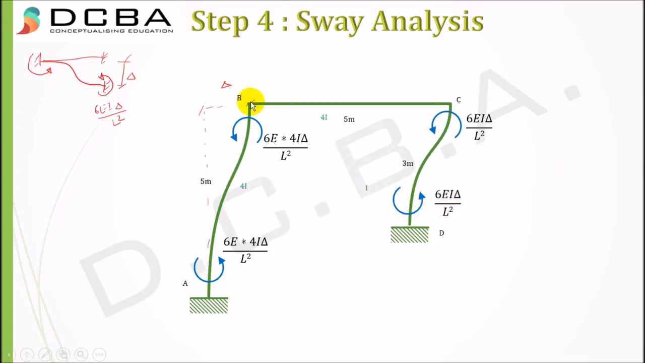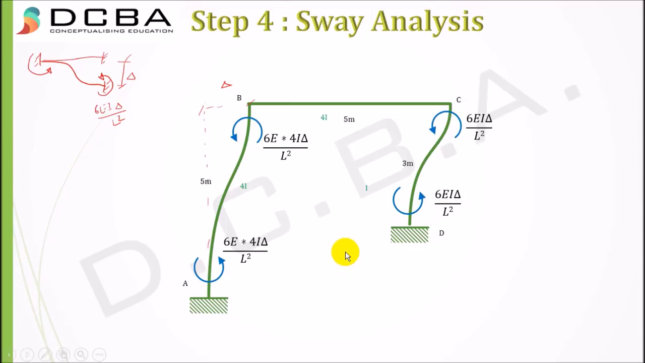No moment would be generated in BC because there is no support settlement for BC. C is not settling relative to B, neither is B settling relative to C. Okay, only the moments were generated in AB and CD because B was settling relative to A and C was settling relative to D, right?